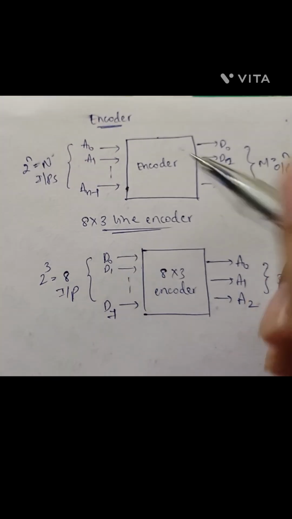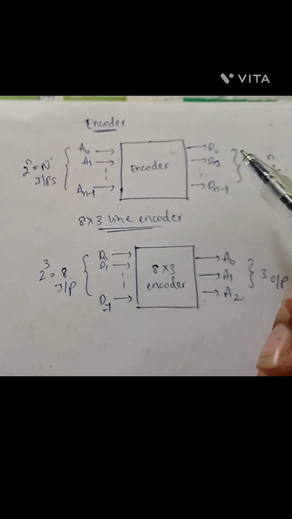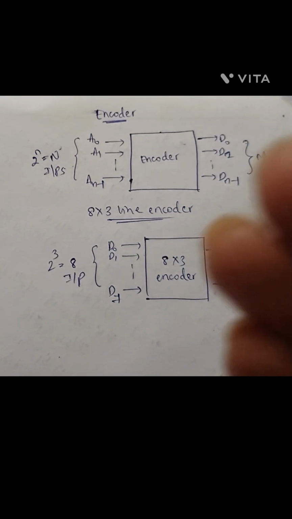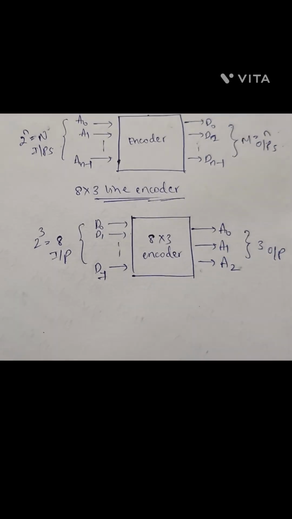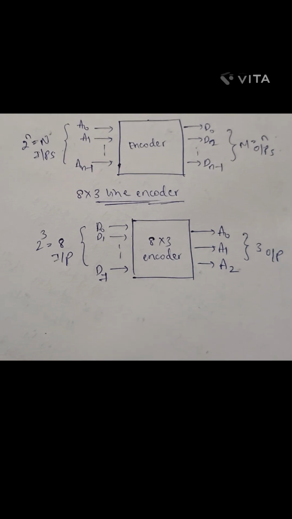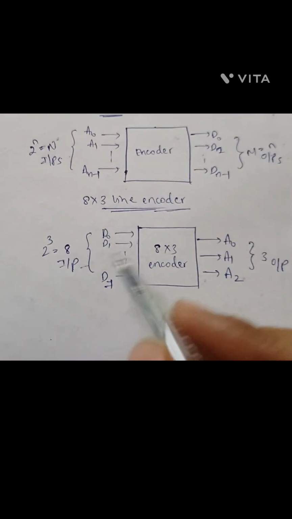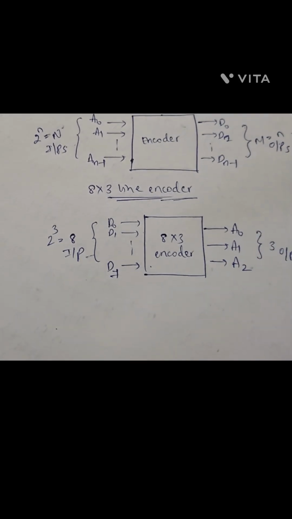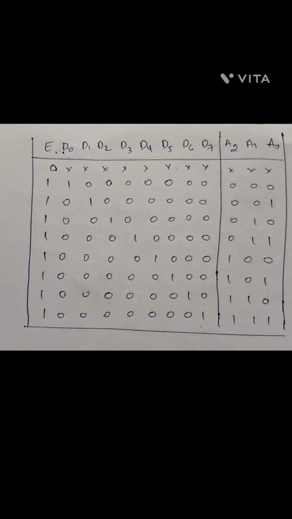An encoder is a combinational circuit which converts 2 power n inputs to n outputs. There are types of encoders, 8 to 3 line encoders and 16 to 4 line encoders. Now let us see the 8 to 3 line encoder. It is a combinational circuit which converts 2 power 3, that is 8 inputs, to 3 outputs. At a time only one output line is activated. Let's see the truth table.